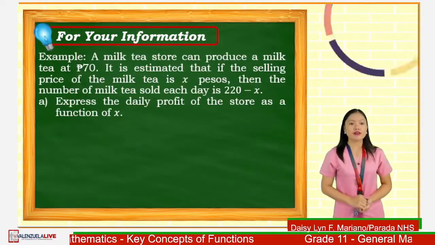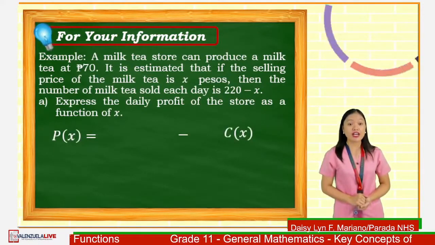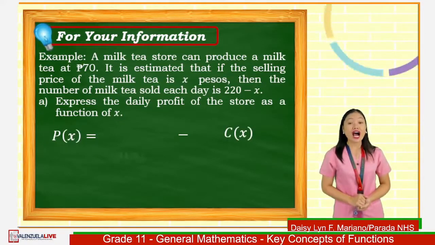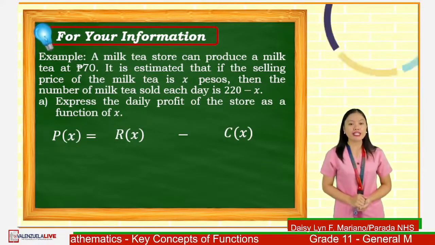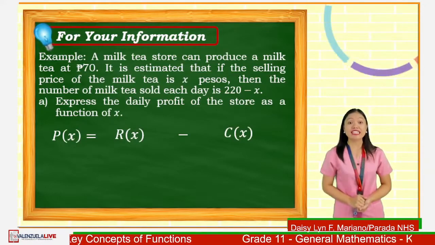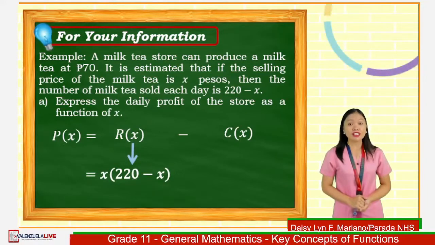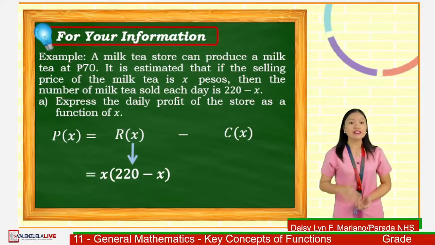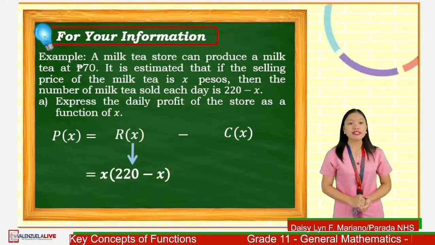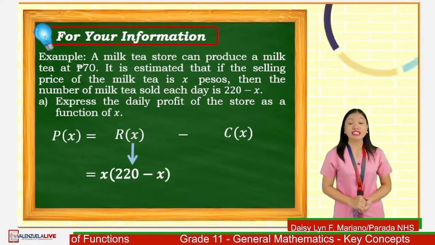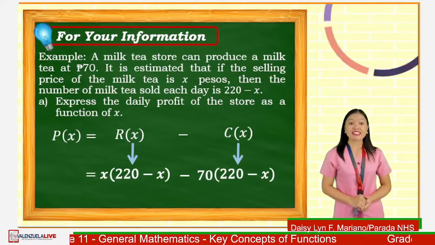The profit, P of X, can be obtained by subtracting the total cost, C of X, from the total revenue, R of X. The total revenue is the product of the selling price and the number of milk tea sold in a day. So, R of X is equal to X times the quantity 220 minus X. On the other hand, the total cost is the product of the cost per milk tea and the number of milk tea sold in a day. That is 70 times the quantity 220 minus X.